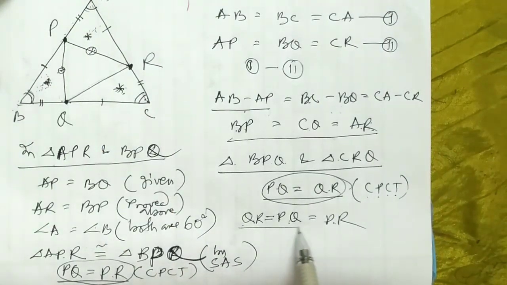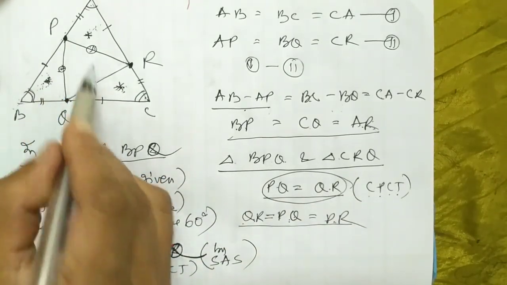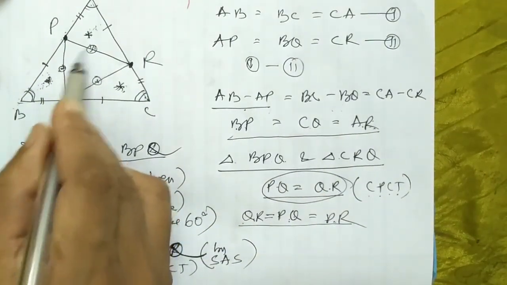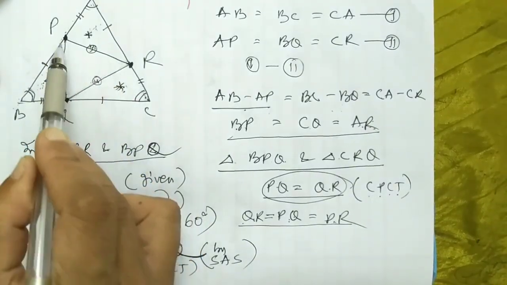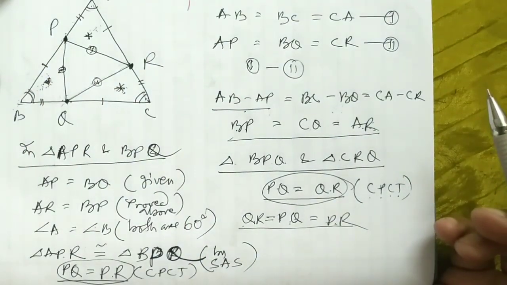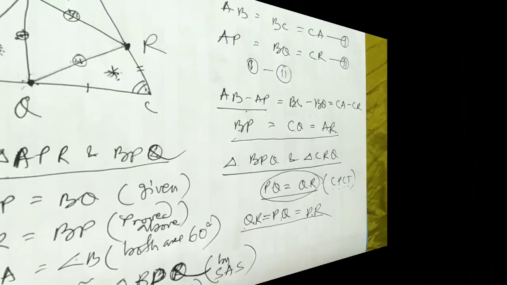So all the three sides are equal. Since all these three sides are equal, PQR is an equilateral triangle. So the sum is proved.